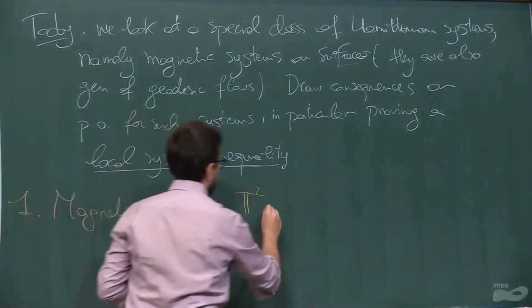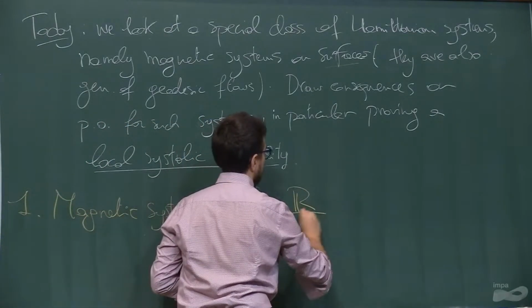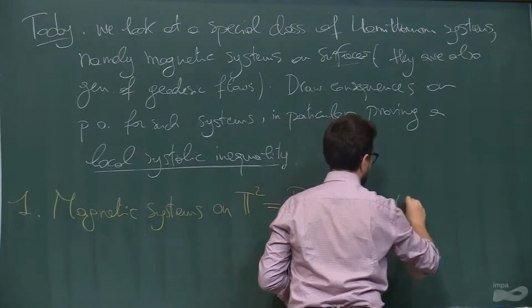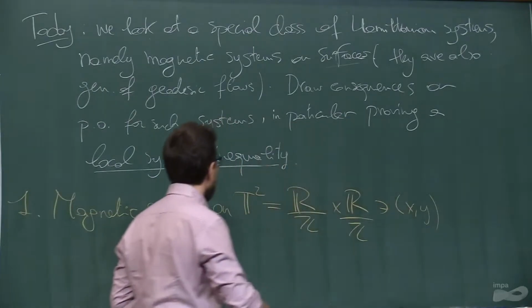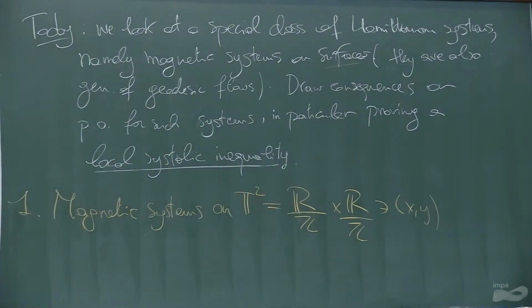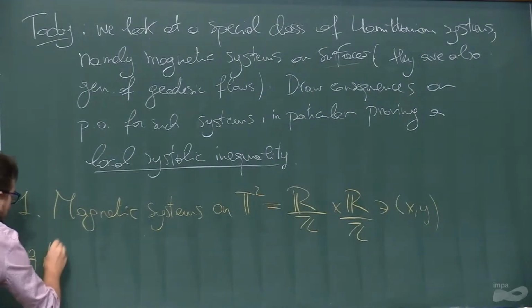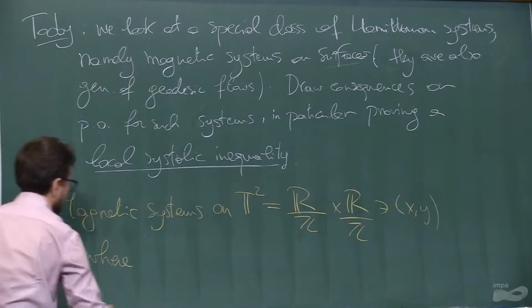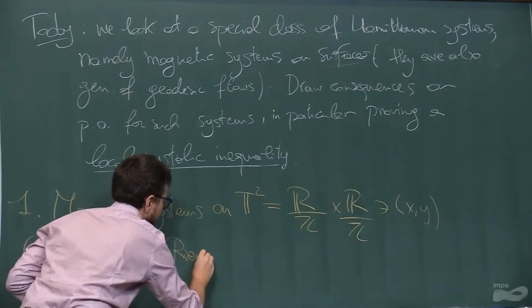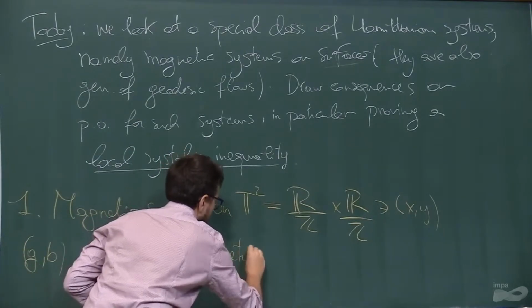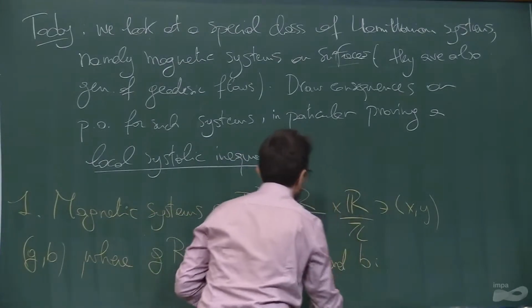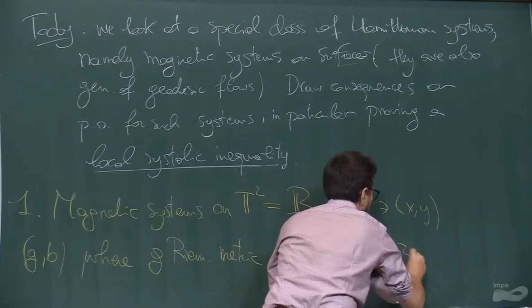So on T2, and for the sake of notation, I take T2 as having two periodic variables, here x and y. And then for me, a magnetic system will be given by a pair (G, B), where G is a Riemannian metric on T2, and B is a function, which I refer to as the magnetic function.